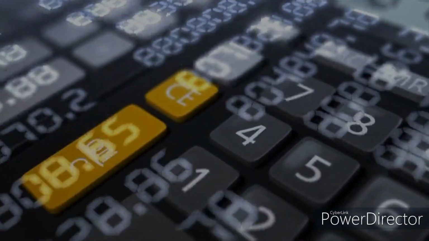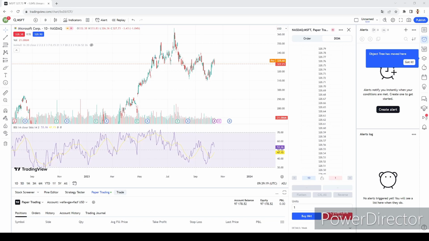Good day, fellow investors. I have another amazing trade for you all, this time with Microsoft stock. So how will the trade play out?